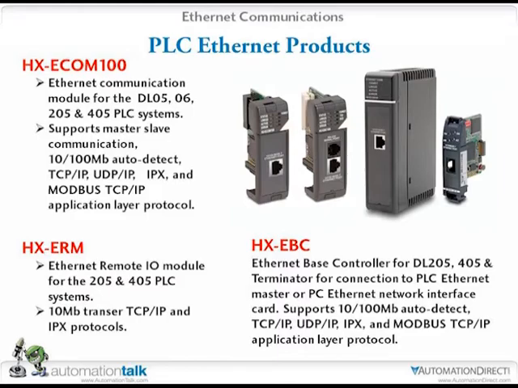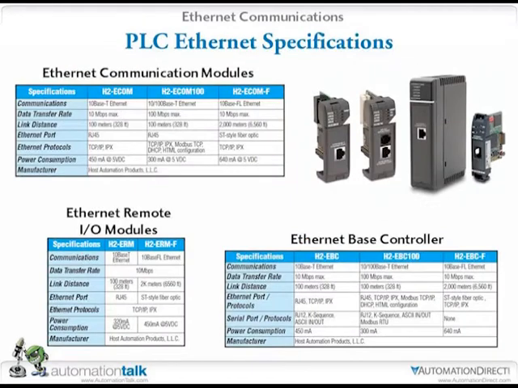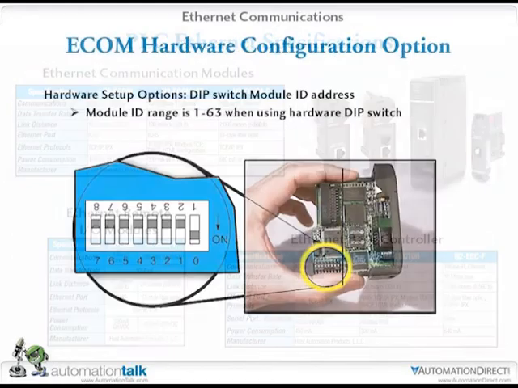I think this next slide gets into the specifications, and we'll go through it real quick. The ERMs and the EBCs are also available, though not used a lot, in a fiber optic version. We show all the specifications for the ratings, throughput, and everything. You can find that on our website for downloads.